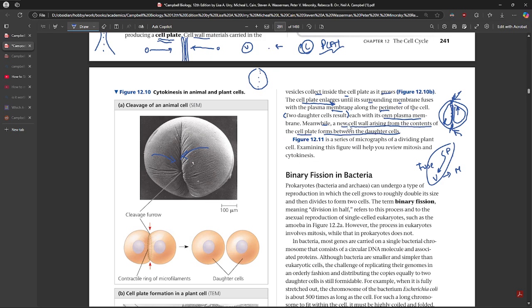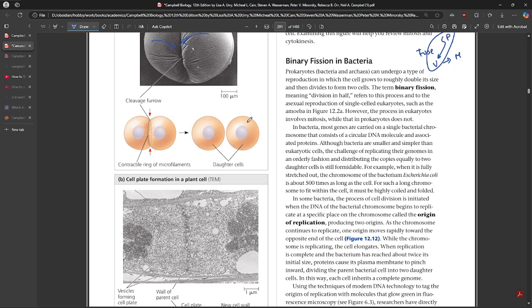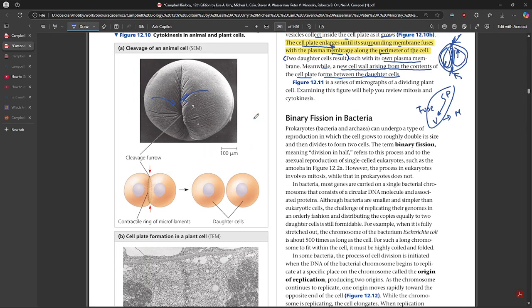So, what does this mean? This part specifically. Because what does it mean that a cell wall will be made along the perimeter of the cell? It sounds weird. Is it as easy as I think it is?